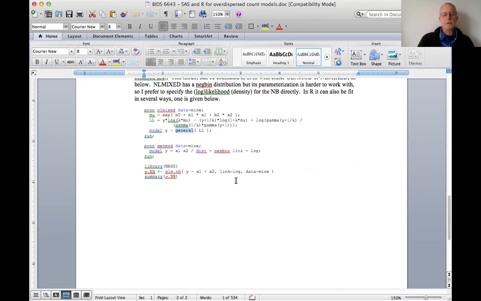Okay, link equals log, so you're still specifying all the other parts of the model. Okay, so that handout will be, to put it mildly, useful for your homework. So what other questions do you have?